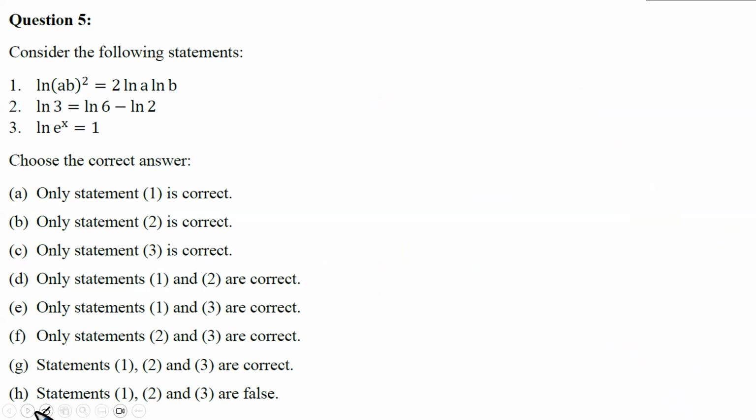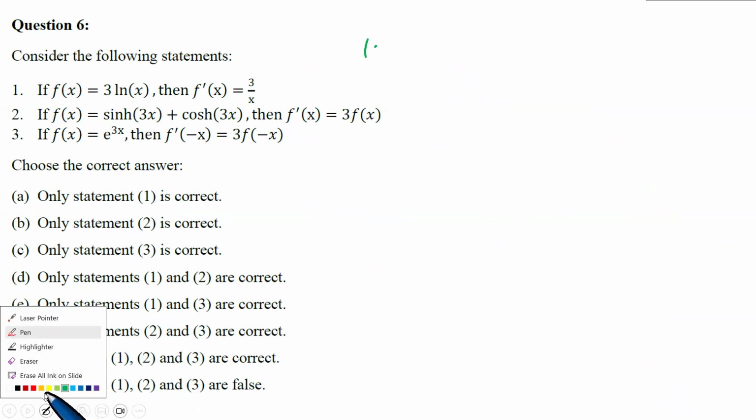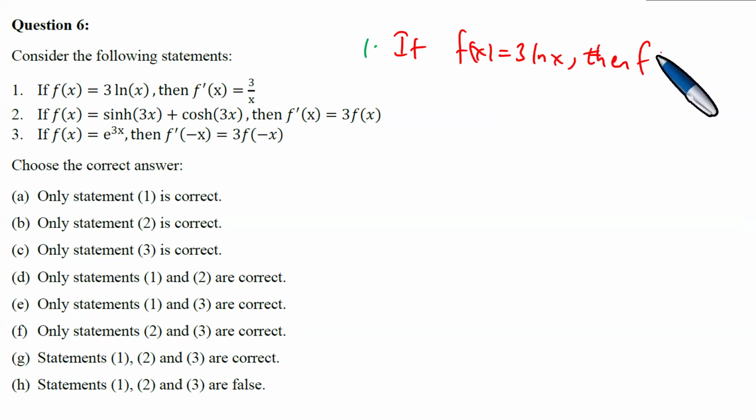Okay, we're practicing here. Question 6. Consider the following statements. I'm going to write them in big. Number 1 says that if f of x is 3 ln x, then f prime is 3 over x.